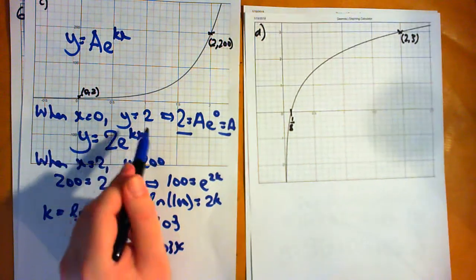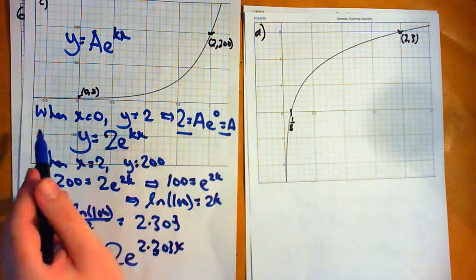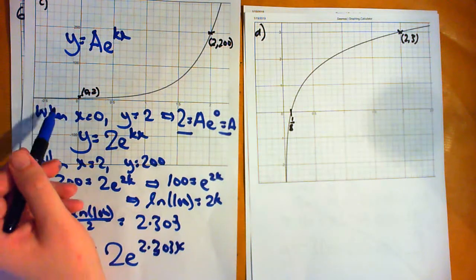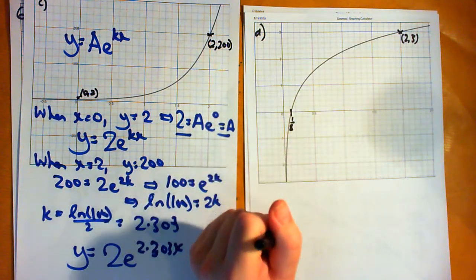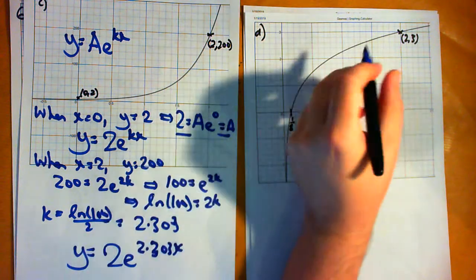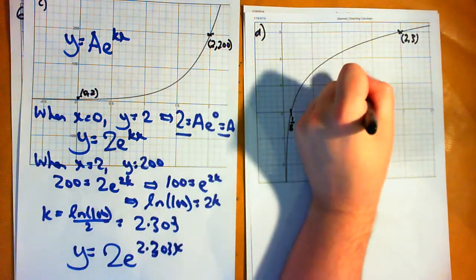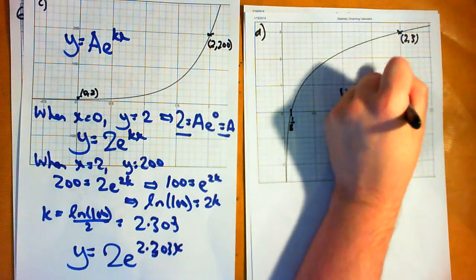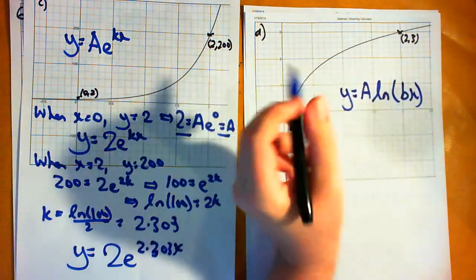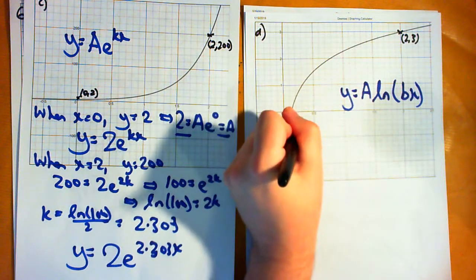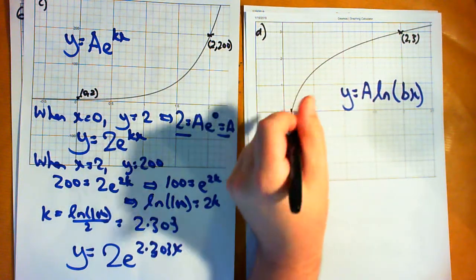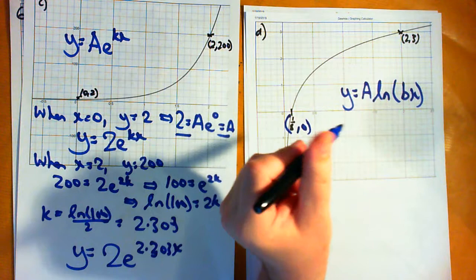Okay, so we've got the equation of that graph, and now for the last one, we have a graph where the asymptote is the vertical axis that it never crosses. That makes it a log graph, so it has the form a times ln of bx. And we have 2 points that it goes through. It goes through the point (1/8, 0), and it goes through the point (2, 3).